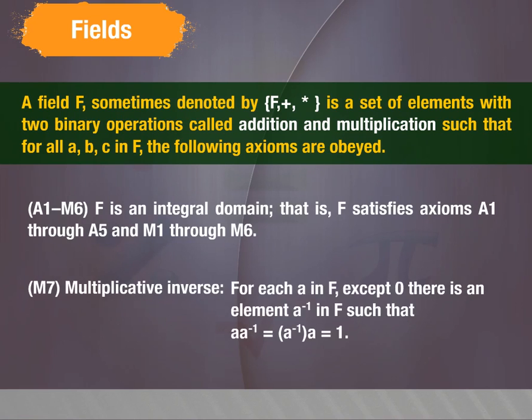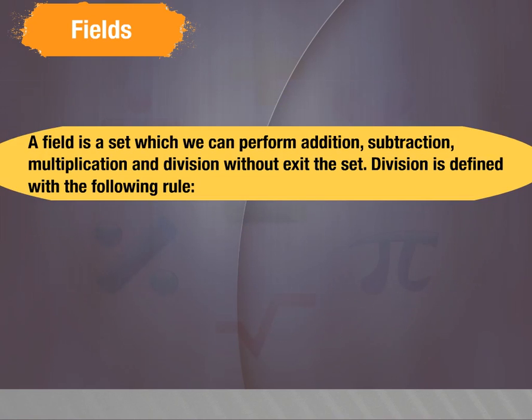M7. Multiplicative inverse. For each a in F, except 0, there is an element a^-1 in F such that a a^-1 = a^-1 a = 1. A field is a set in which we can perform addition, subtraction, multiplication and division without exiting the set. Division is defined with the following rule: a/b = a(b^-1).